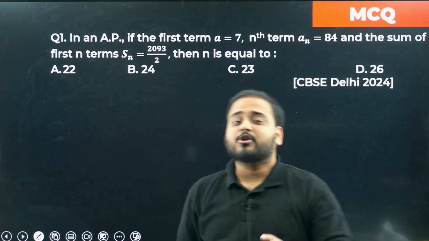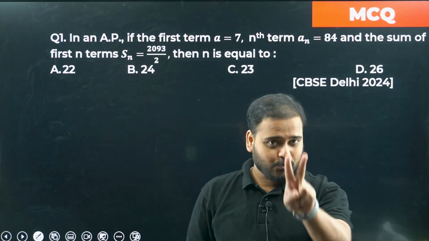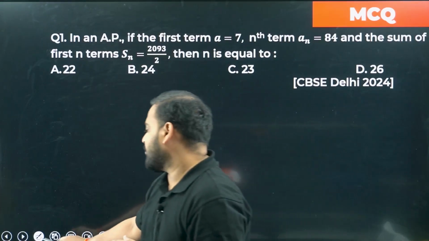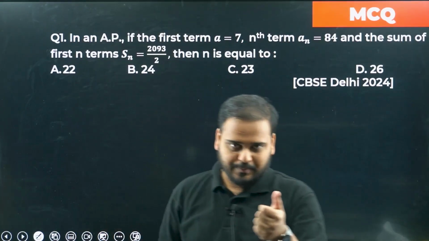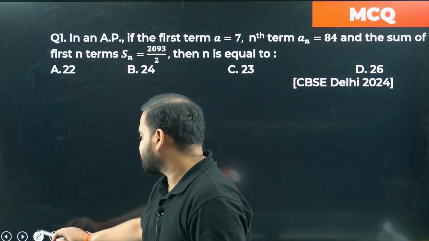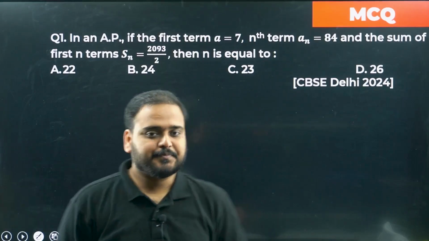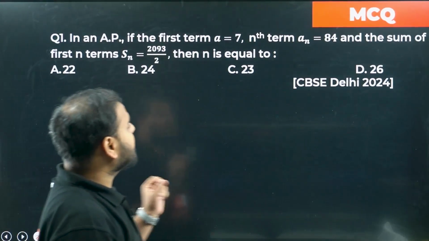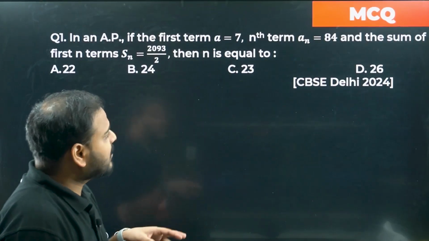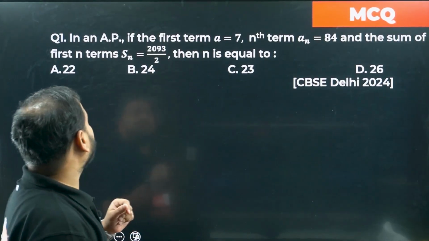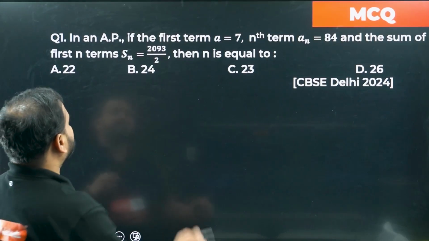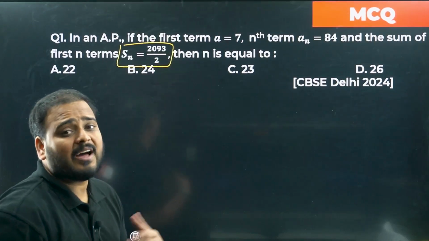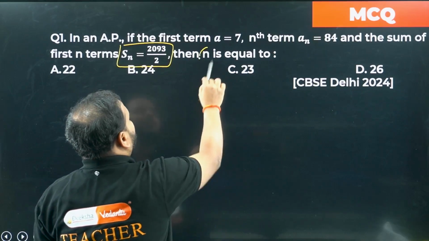Now I'm going to solve 4 MCQs for you, 2 assertion and reason, and the rest all subjective questions, 2 marker, 3 marker and 5 marker. So be prepared. Let's solve the first question. First MCQ. In an AP, if the first term is 7 and the nth term is 84, then the sum of first n terms is given like this. Then find what is the value of n.